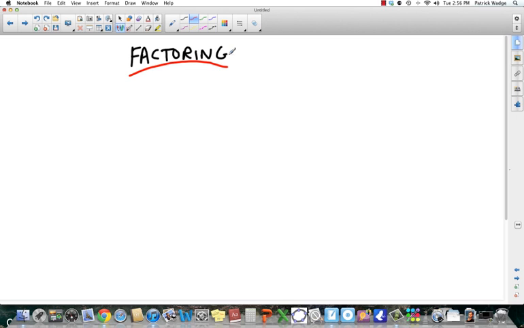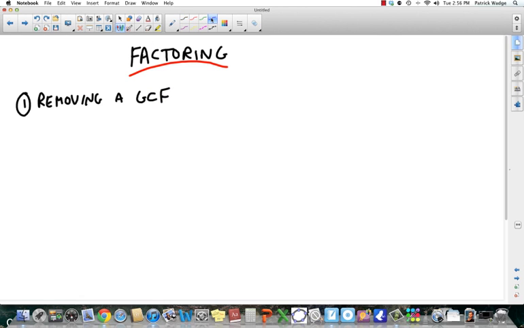But if you can get the factoring down, then I just can't even tell you how many times you're going to have to factor in this course. So let's do a little review about factoring. Basically, there's 4 types of factoring that you should know. The first type is removing a GCF, a greatest common factor, right? Removing a greatest common factor.